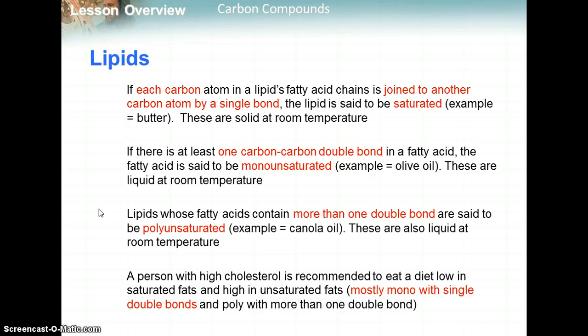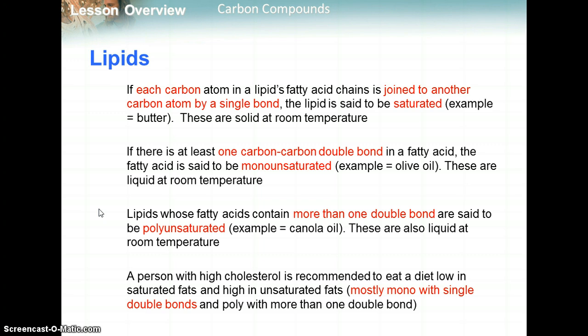Polyunsaturated, again, unsaturated means it's not going to be full of hydrogens all around the carbons. Poly means there's going to be more than one double bond. An example is canola oil. Again, these are also liquid at room temperature. We're going to see pictures of all three of these structurally in the next slide.